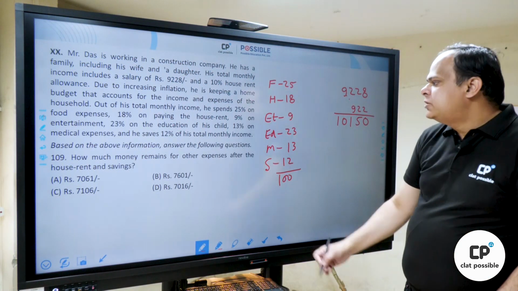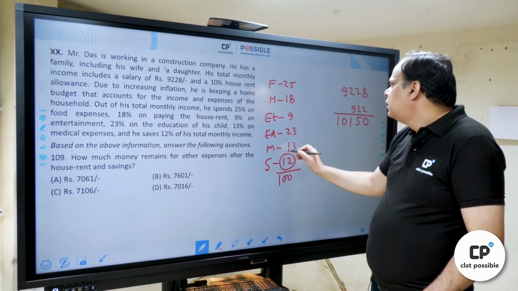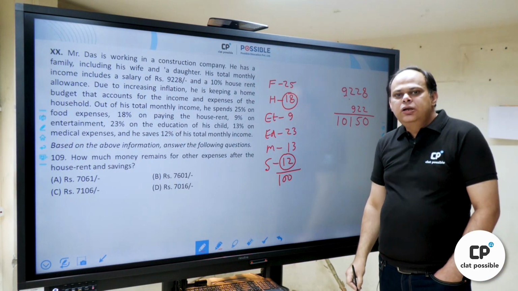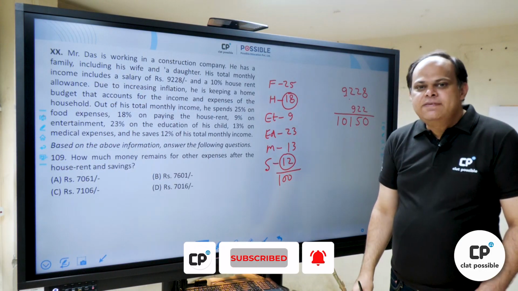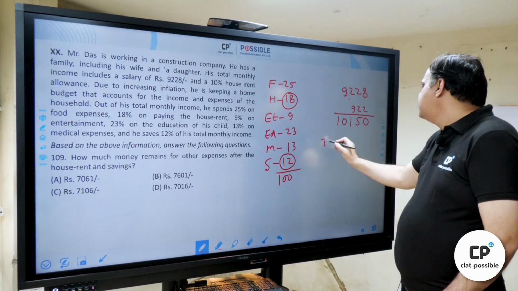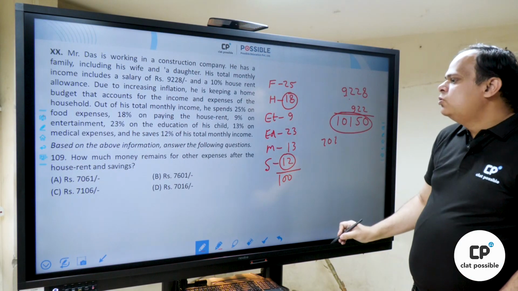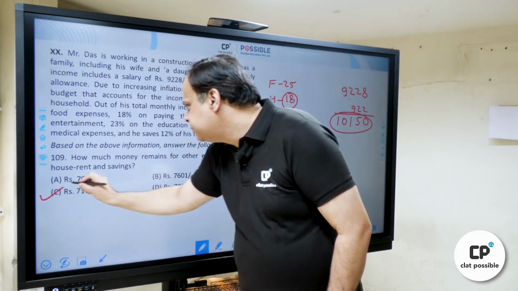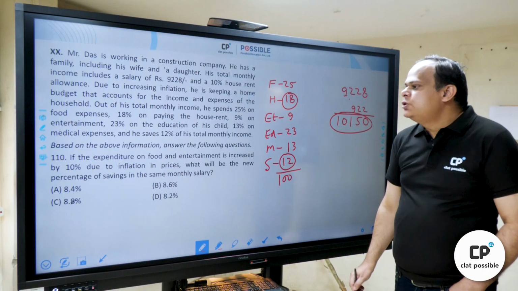Let's look at the first question. How much money remains for the other expenses after the house rent and savings? Savings is 12, house rent is 18. So 18 plus 12, 30% gone on house rent and savings. So remaining is 70%. So we just need to calculate 70% of 10150, which will come out to be 7106. So option C.